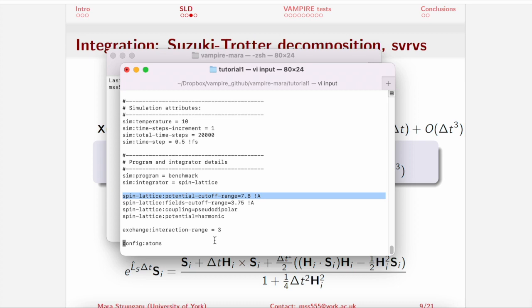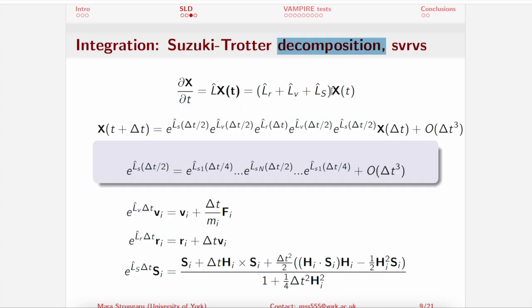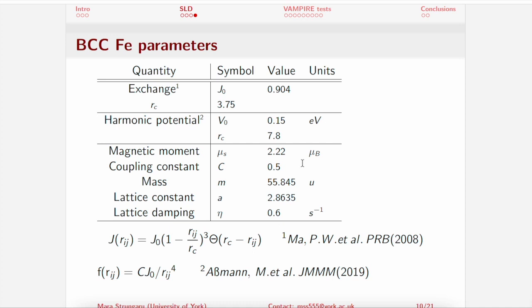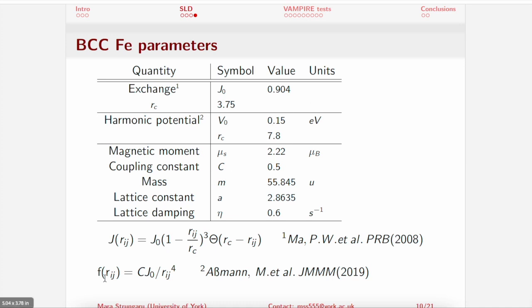In terms of the potential, we have here the harmonic flag. This is the only option at the moment in Vampire, but we're working to implement more choices here. And this is the spin lattice coupling, which is basically this energy term here that couples the spins to the mechanical degrees of freedom, to the position. And we use a pseudo-dipolar form of the coupling as shown here. And the prefactor has this variation. It depends on 1 over distance to the 4th power.